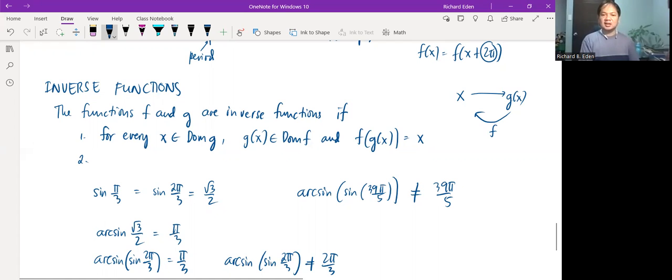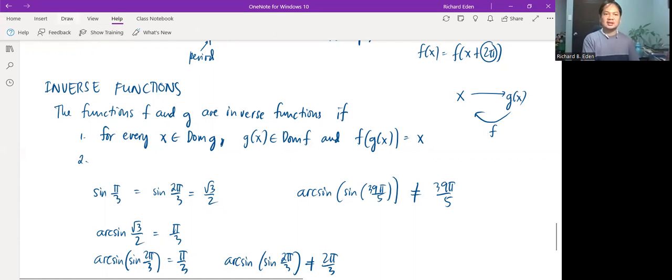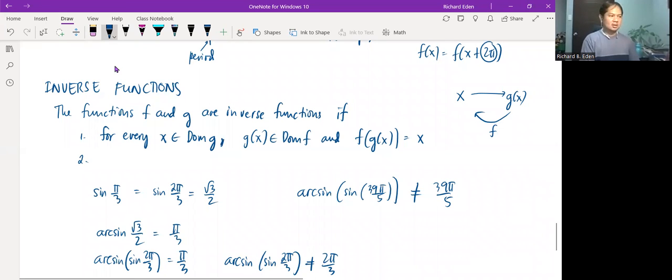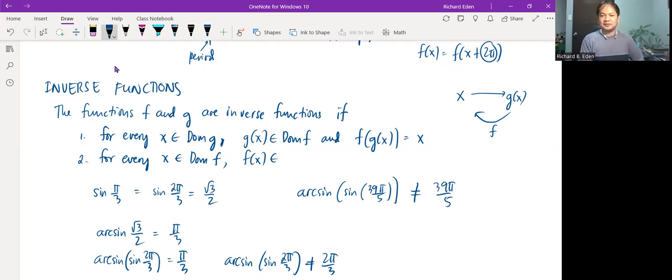The second condition is that for every x in the domain of f, what should happen is that f of x, which can be evaluated because x is in the domain of f. So you have f of x. f of x should be in the domain of g. And in this case, g of f of x is equal to x.